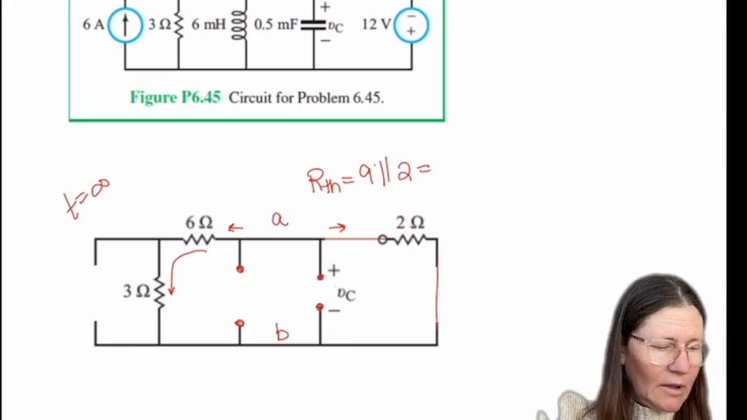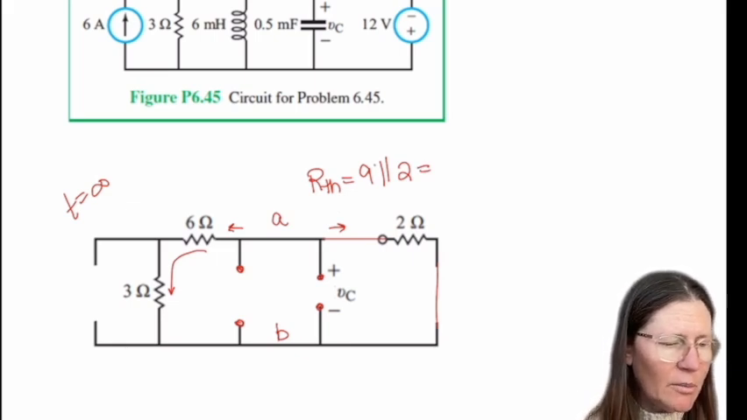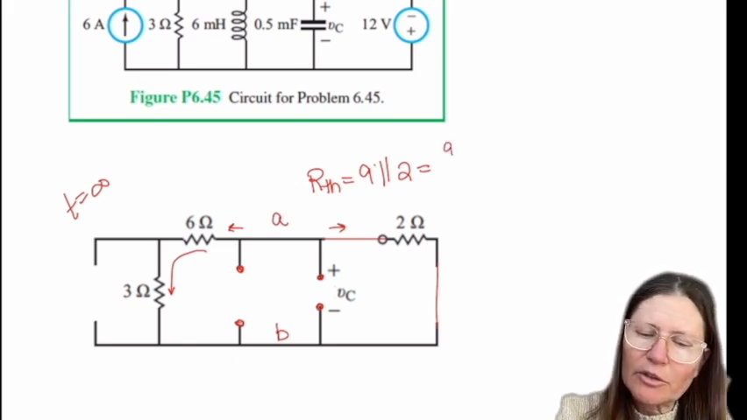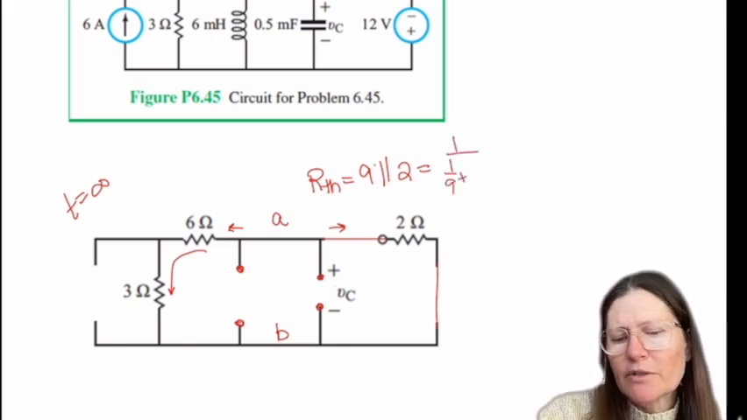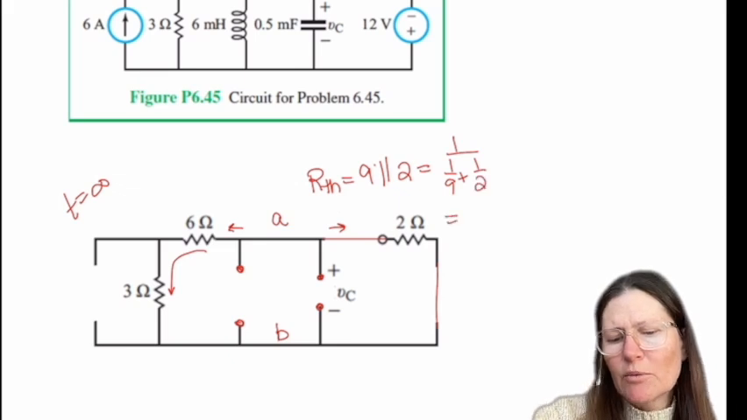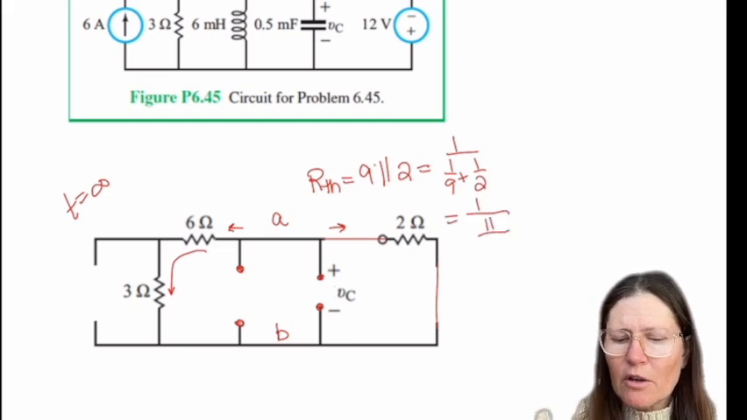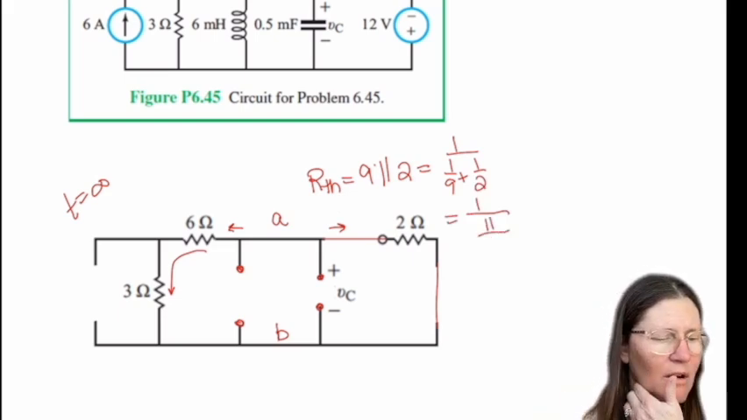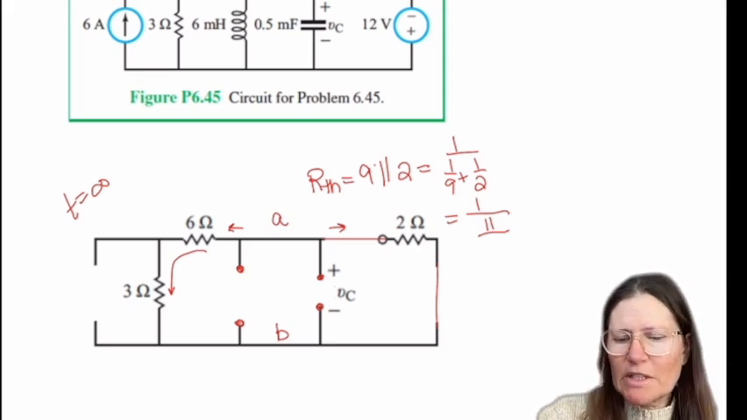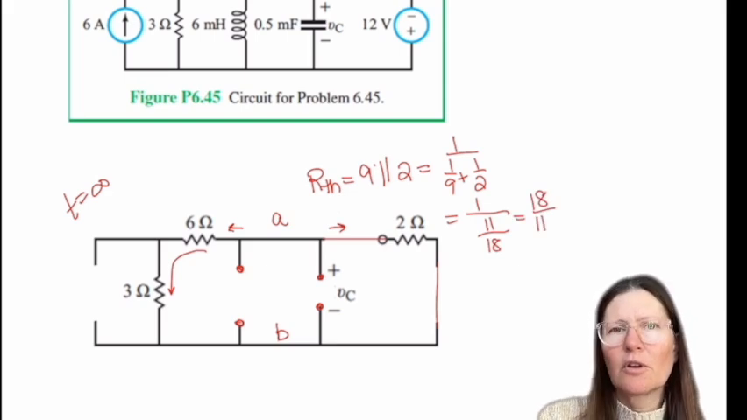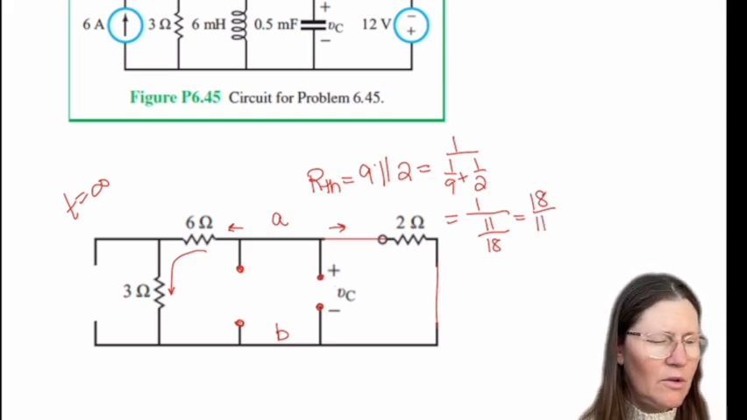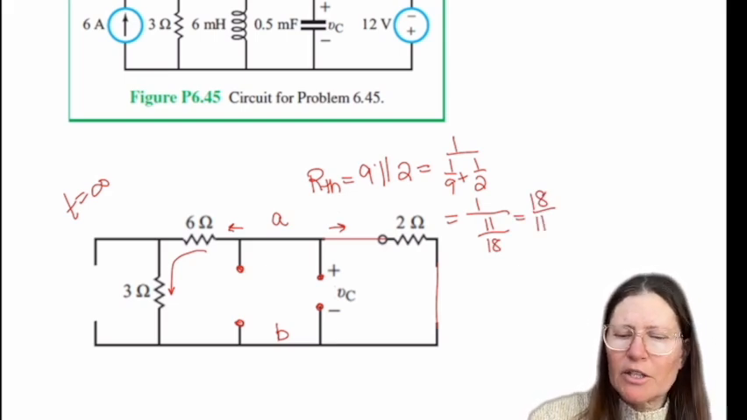Combining these, you end up with 9 in parallel with 2. That gives us 1 over 1 over 9 plus 1 over 2. Combining those, you get 11 over 9 times 2, which is 18. So you get 18 over 11. That will be our RTH.